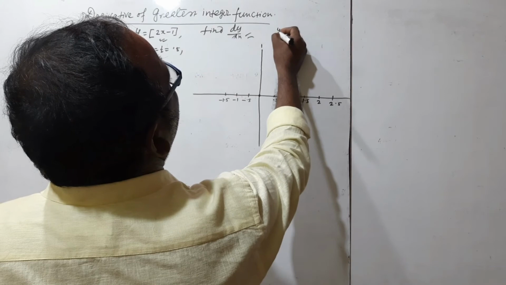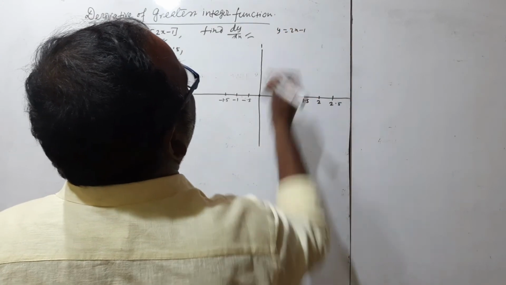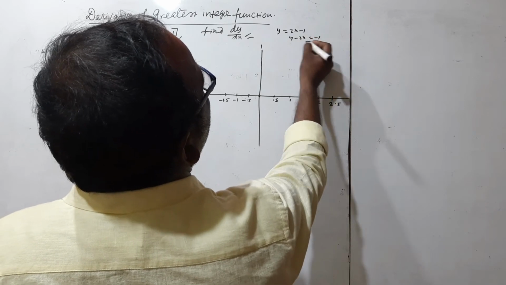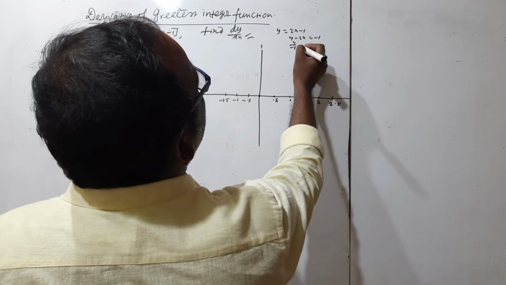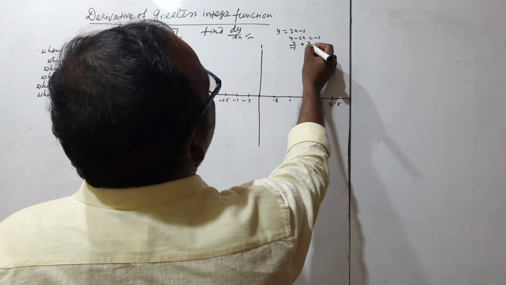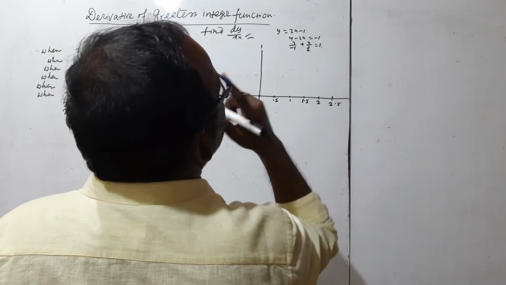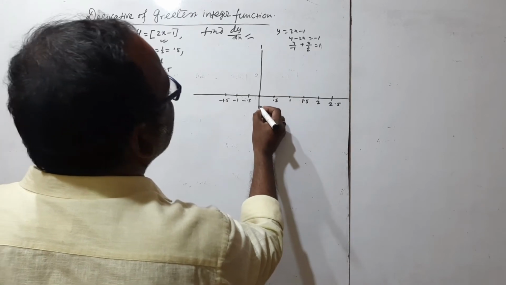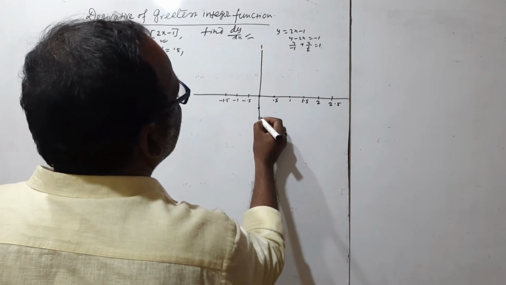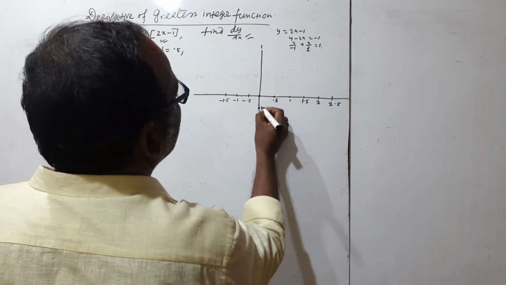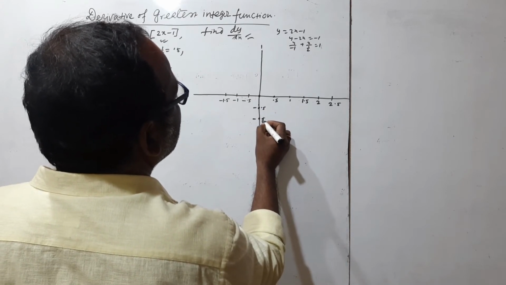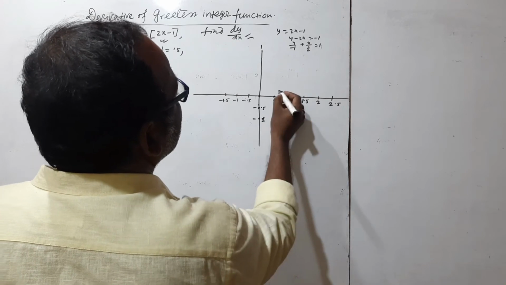Now I want to plot the straight line. If y equals twice x minus 1, so y minus twice x is equal to minus 1, so x by half and y by minus 1 is equal to 1. If this is a half and y we have 1, so this is 0.5 and this is 1.